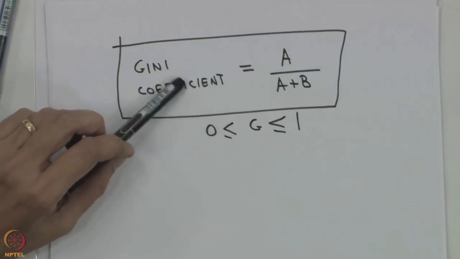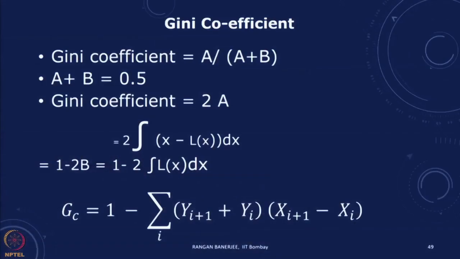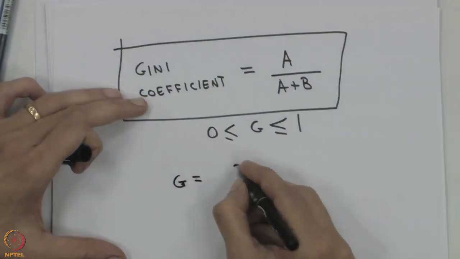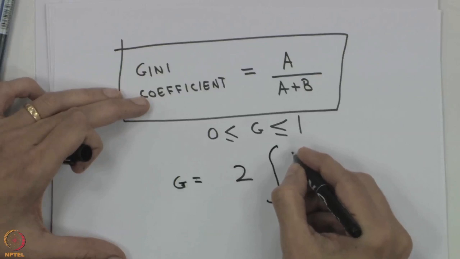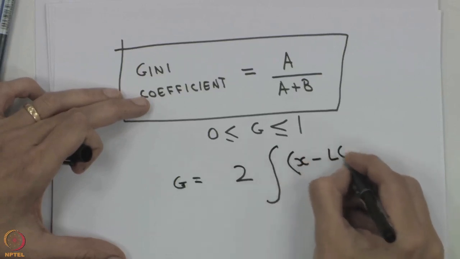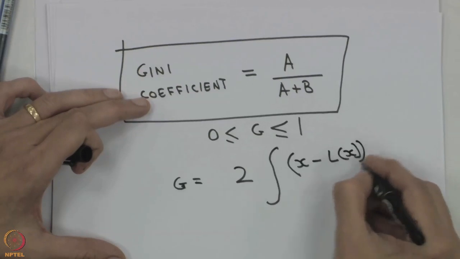And so, let us look at some of these numbers. How do we compute this? As we said, Gini coefficient is A by A plus B, and obviously, A plus B, because the units were 1 on the x axis and 1 on the y axis, and we have a 45 degree line. So, the total area of A plus B is just half, and Gini coefficient can also be written as G is equal to integral of x minus Lx dx.